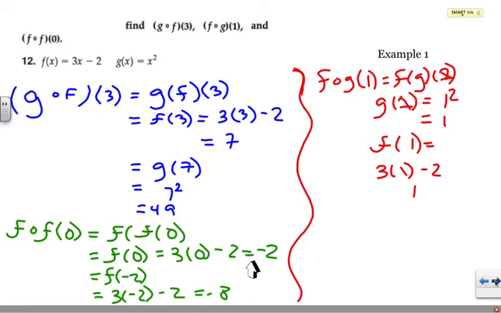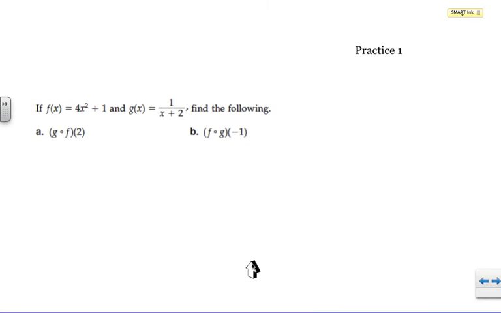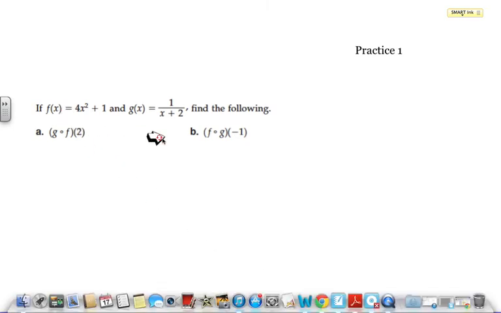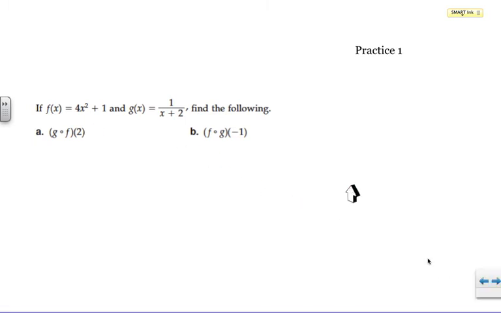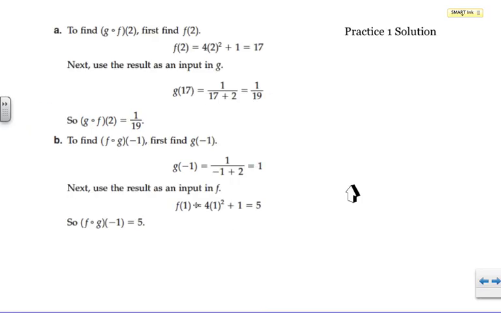So why don't you try these on your own? Okay. Here are your functions, f and g, and you have to find g of f of 2 and f of g of negative 1. You should be able to do this. Okay, there's your solutions. All right.